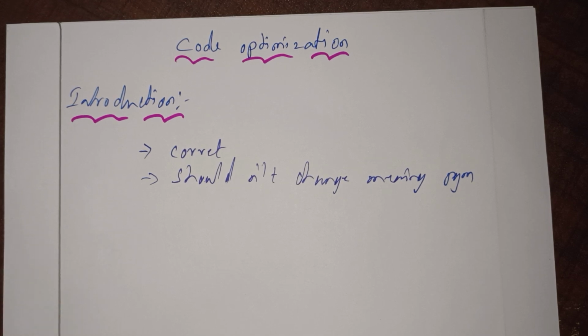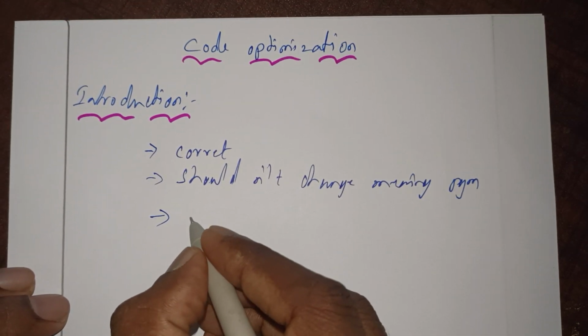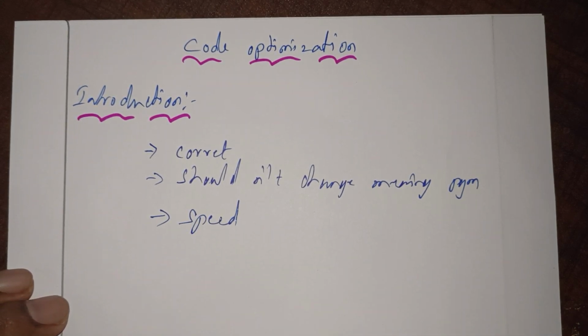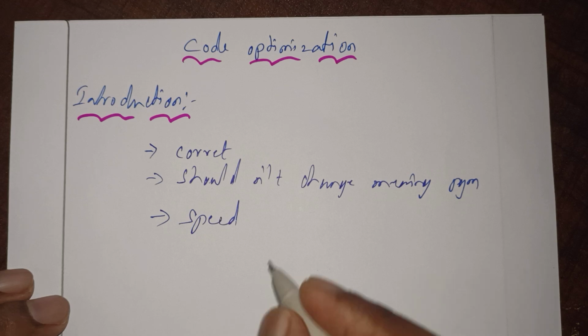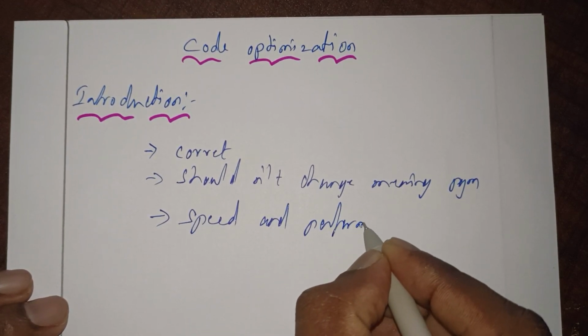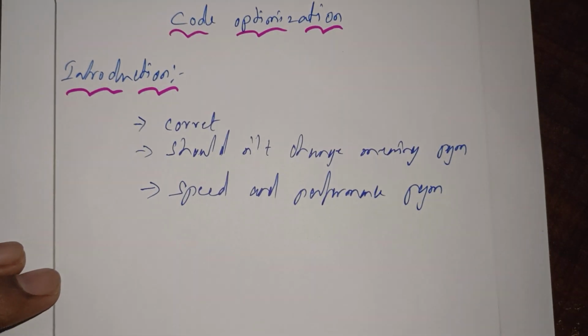So what is the next best approach of code optimization? Code optimization should increase the speed. It's a very important thing. What should it increase? It should increase the speed and performance of the program. That is the major attribute of code optimization. So it should increase the speed as well as the performance.